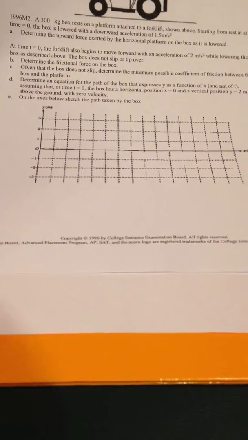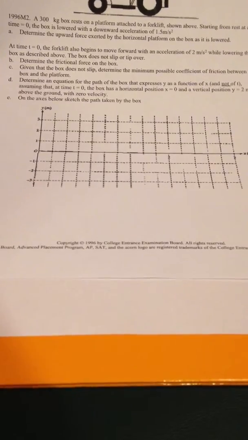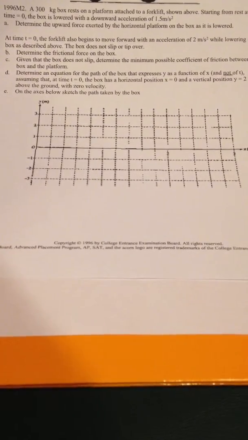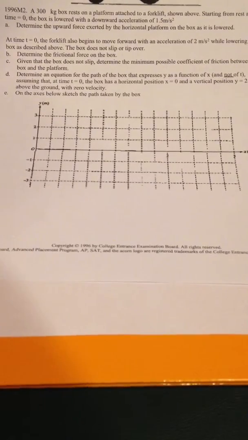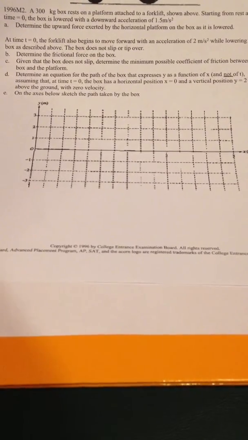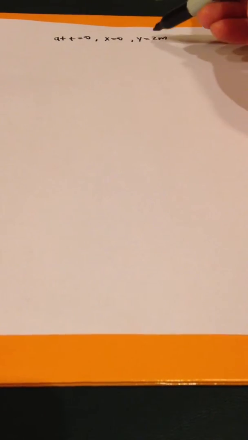Part D states, determine an equation for the path of the box that expresses y as a function of x and not of t, assuming that at time t equals 0, the box has a horizontal position of x equals 0 and a vertical position y equals 2 meters above the ground with 0 velocity. So given this, we have at t equals 0, x is 0, and y is 2 meters.